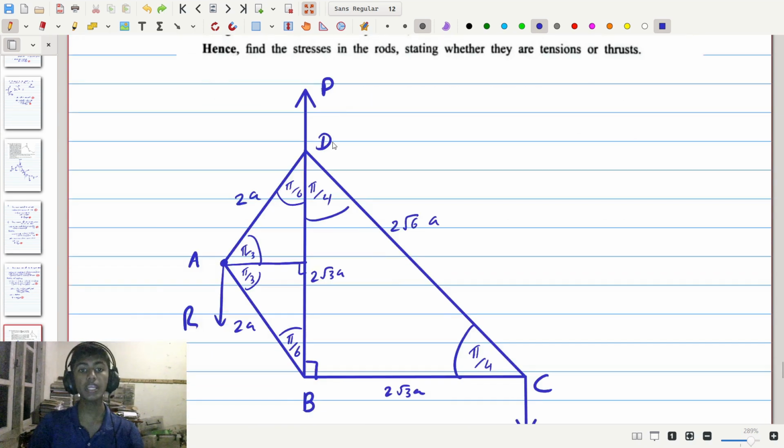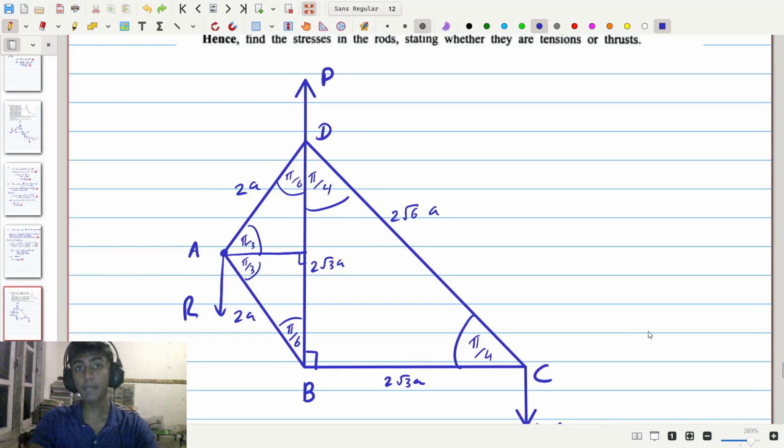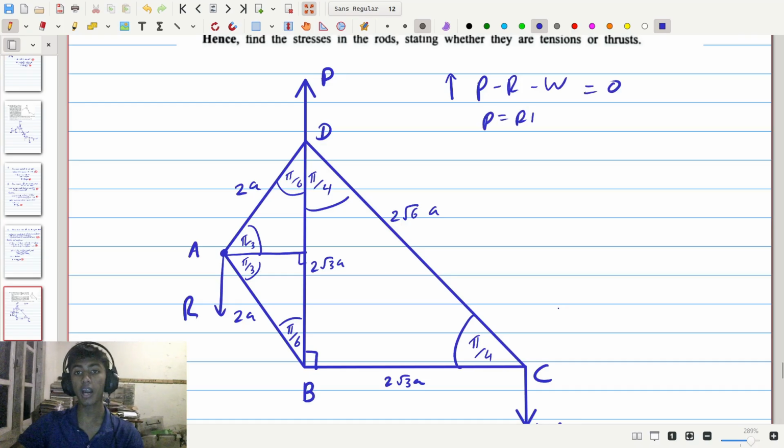and after that we can continue to drawing Bow's notation. Now finding P and R here is actually quite easy. All we need to do is to create a bunch of equations. First off, if we start resolving in the vertical upward direction, we can see we have P upward, R downward, and W also downward. So therefore, for equilibrium, we must have that P minus R minus W is equal to 0. And hence rearranging, P must be equal to R plus W. We're going to call this equation number 1.